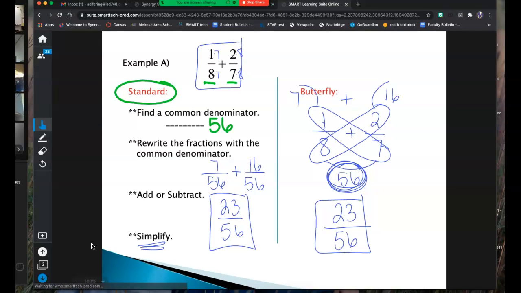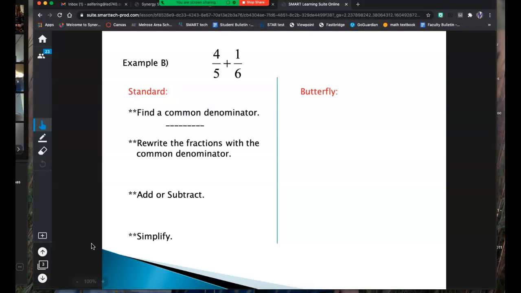Okay, let's look at another one. The next one is 4/5 plus 1/6. Okay, I want you to type in the chat, what method do you think you're going to use? The standard method or the butterfly method? If you had to choose, type in the chat either standard or butterfly.